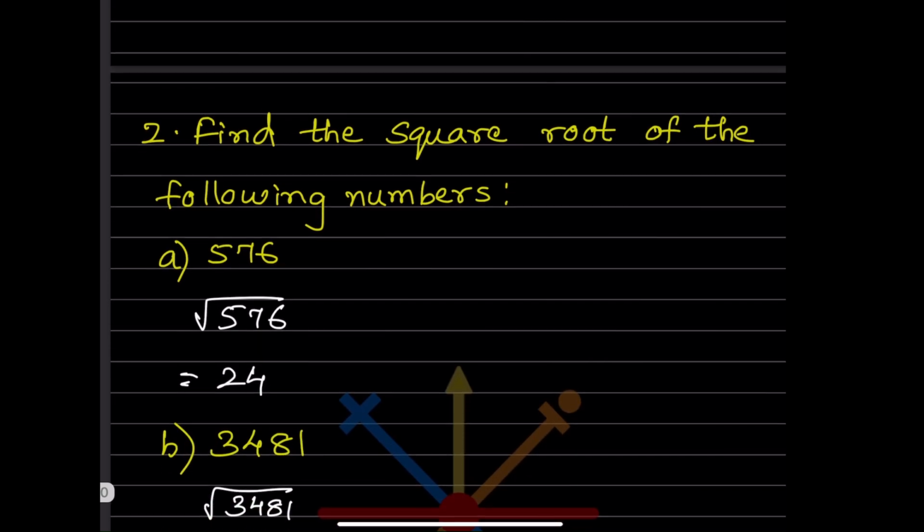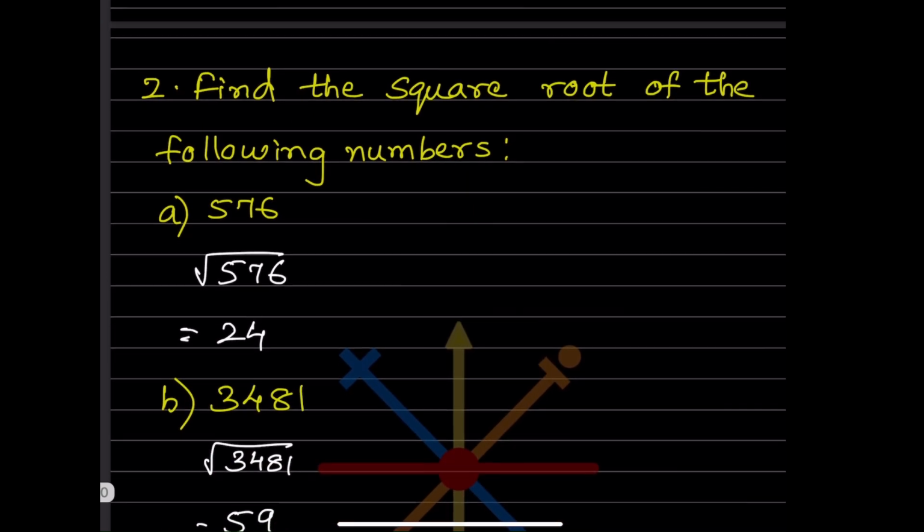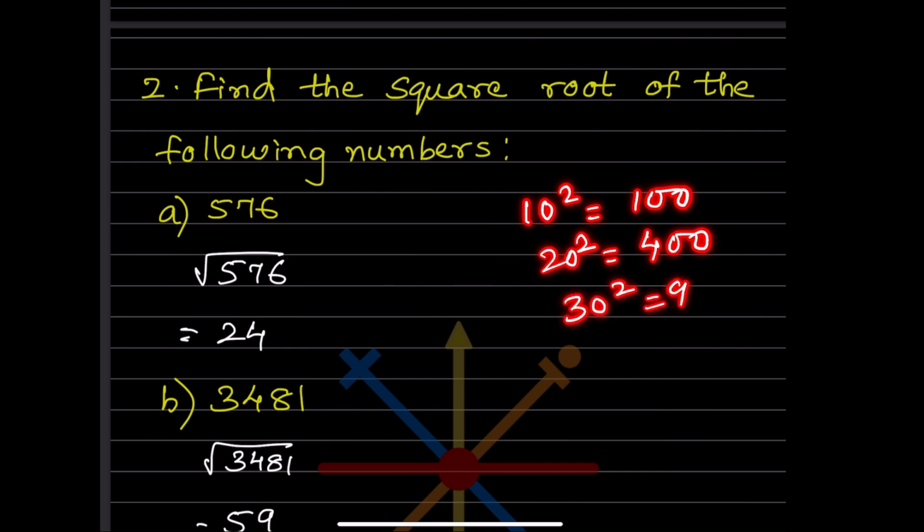So now here, find the square root of the following numbers. So here, root of 576. Now see here, 10 square is 100, 20 square is 400, 30 square will be 900. So this 576 lies in between 20 and 30.